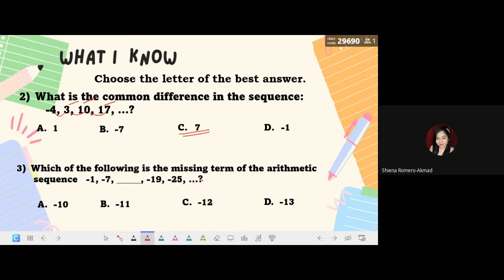Which of the following is the missing term of the arithmetic sequence? Negative 1, negative 7, negative 19, negative 25, and so on. And we have here a missing term. So what do you think it is? Ano kaya yung missing term na yan?